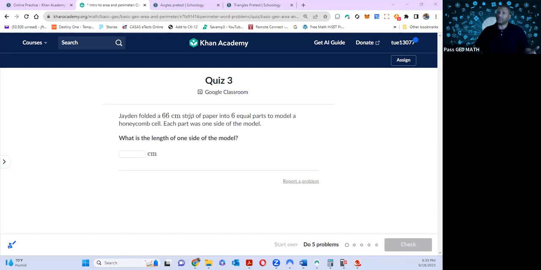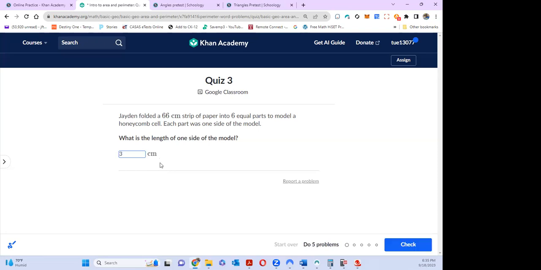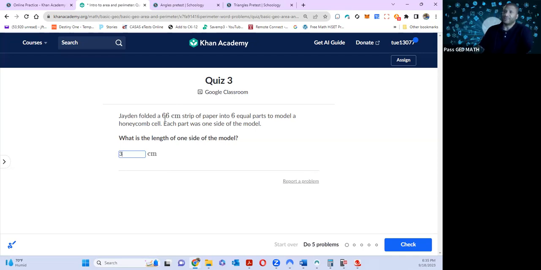Jaden folded the 66-centimeter strip of paper into 6 equal parts to model a honeycomb cell. Each part was one side of the model. What is that? Right? So say you didn't know. What would you do? If I don't know how to do this problem, what would you do? Identify the givens.